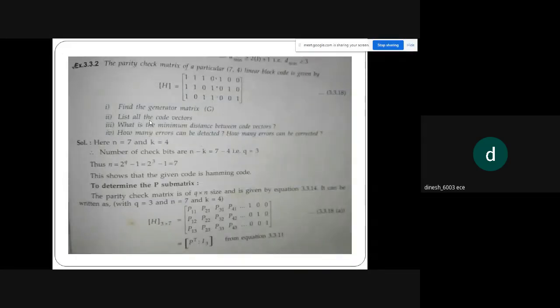Similarly, in our problem, we have a parity check matrix of (7, 4). It is in the form of (n, k), so n will be 7 and k is 4. From this we can find q. q is n minus k. The number of check bits can be obtained from n minus k. So n is 7 minus 4, which is your k, that is equal to q, which is 3.